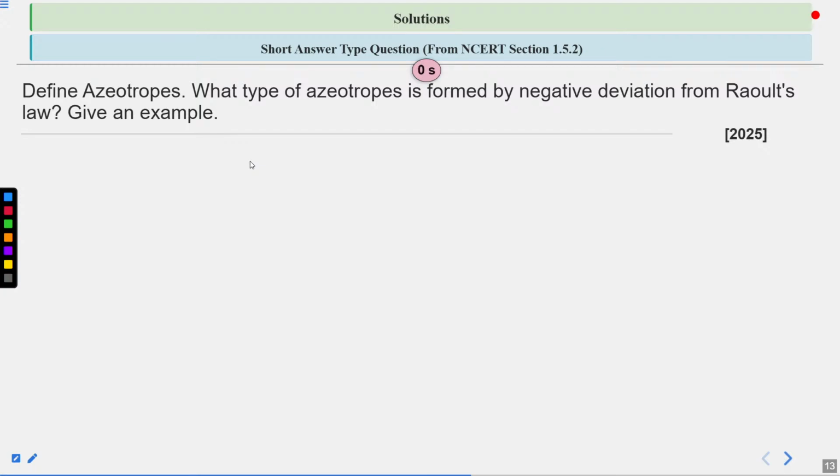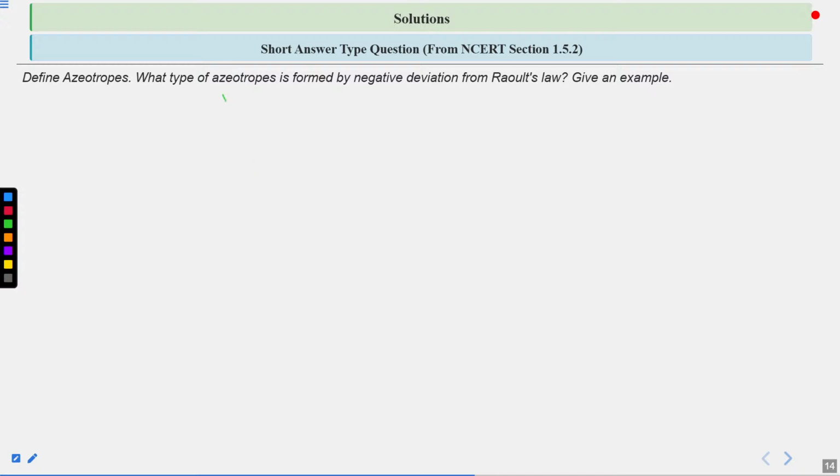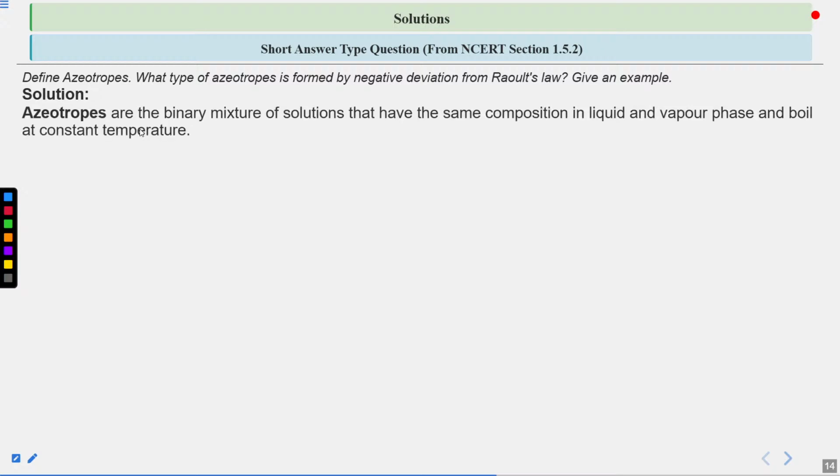Okay, let's see. So for this given question, let's see how you can answer it. First of all, azeotropes, because the first question is define azeotropes. So the azeotropes are binary mixtures of solutions that have the same composition in liquid and vapor phase, and also boil at constant temperature, both.